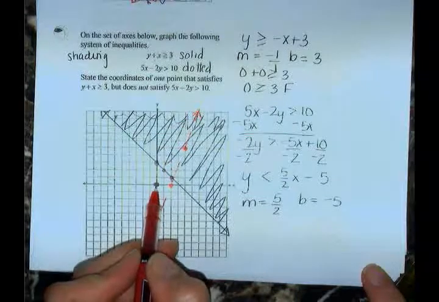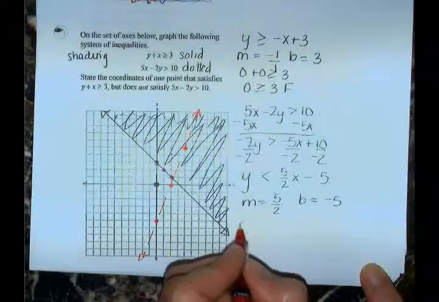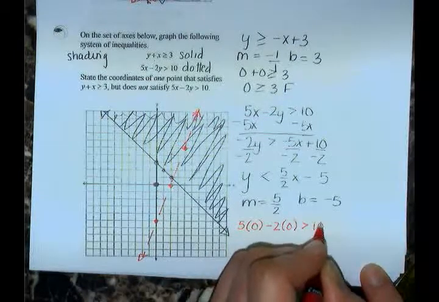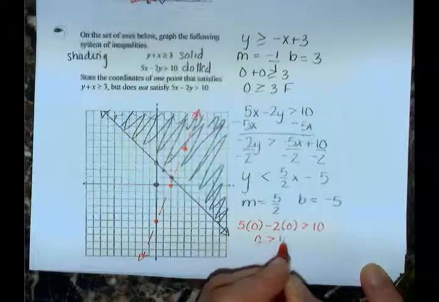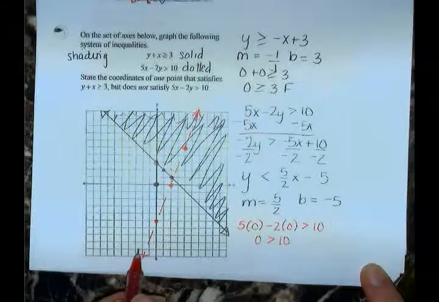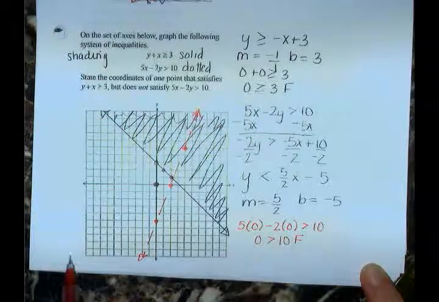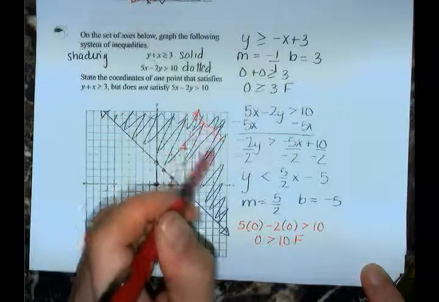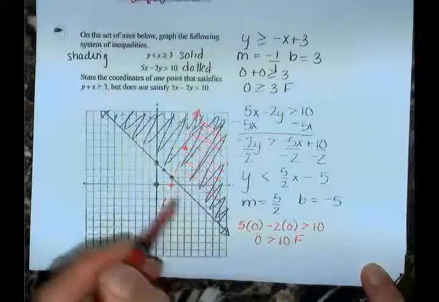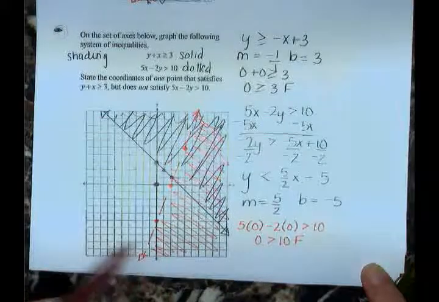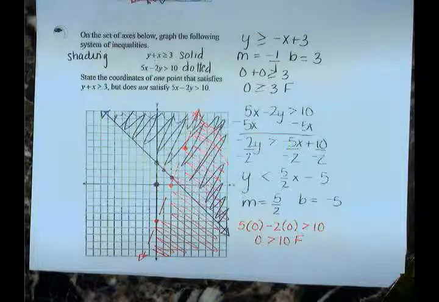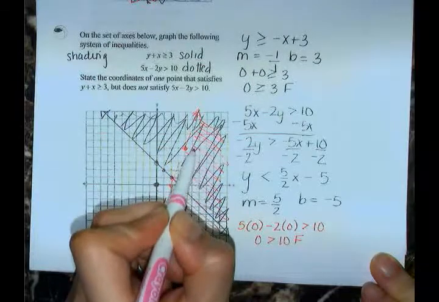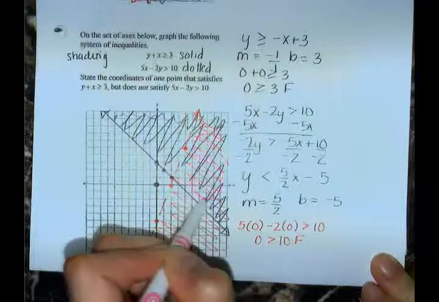Again, we're going to pick the point 0, 0. 5 times 0 minus 2 times 0 is greater than 10. 0 is greater than 10. Is that a true or a false statement? It is false. Therefore, we do not shade where 0, 0 is because it is not a member of my solution set. So we're going to shade on the other side of the line. And we want to label the solution with our big fat S. And that is always right where my shadings overlap, which would be right in here.